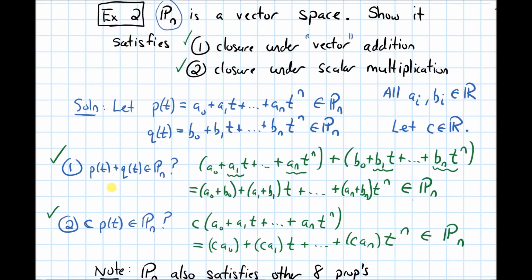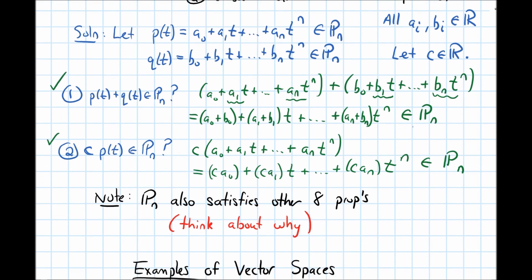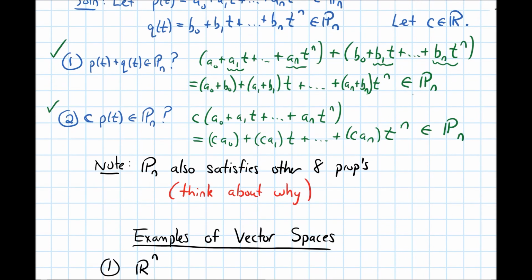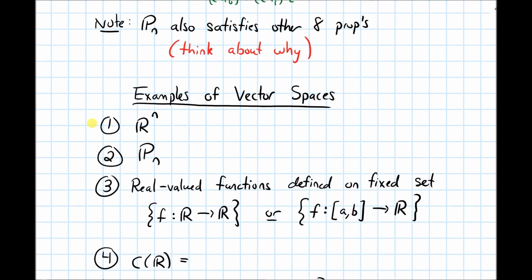So like I mentioned before, Pn, the set of polynomials of degree at most n, also satisfies those other 8 properties that we've talked about. And I'm going to leave it to you guys to think about why. The other 8 are easier to see than the ones that we just did, and the ones that we just did weren't too bad at all. Next, I want to end this video by listing out some common examples of vector spaces. We have seen Rn, and we have seen Pn. But there are many, many others. So I want to list out a few for you guys.